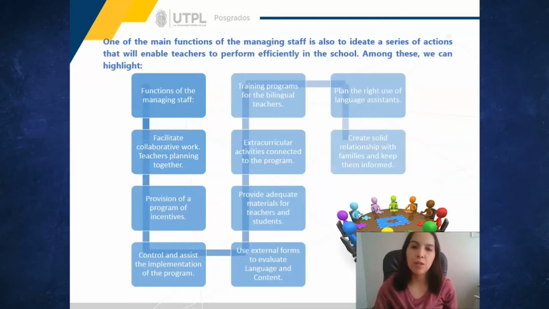The functions of the managing staff are also very important. Among the functions, we can highlight that collaborative work must be facilitated. Teacher training programs are also important. Other functions include the reduction of working load, external forms of evaluation, provision of adequate materials and resources, extracurricular activities, cooperation of language assistants, and the establishment of solid bonds with families.